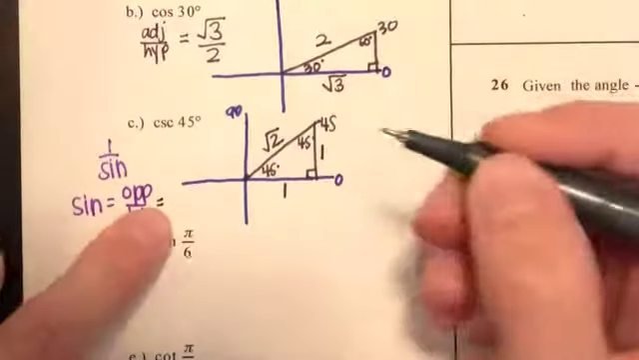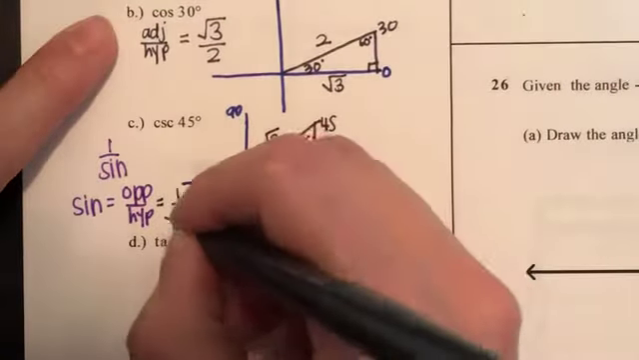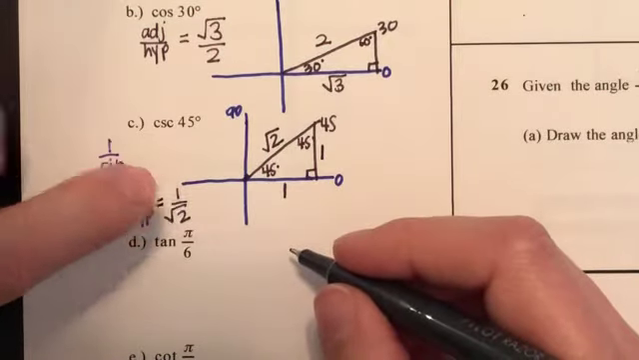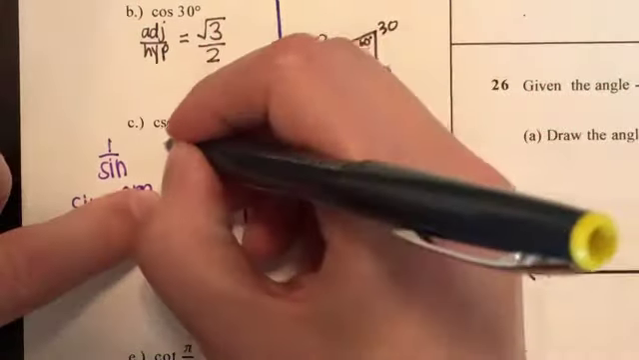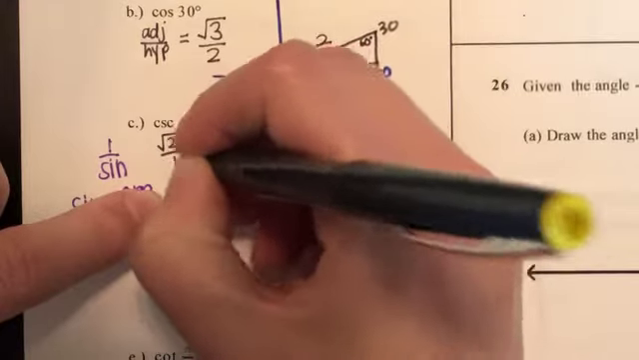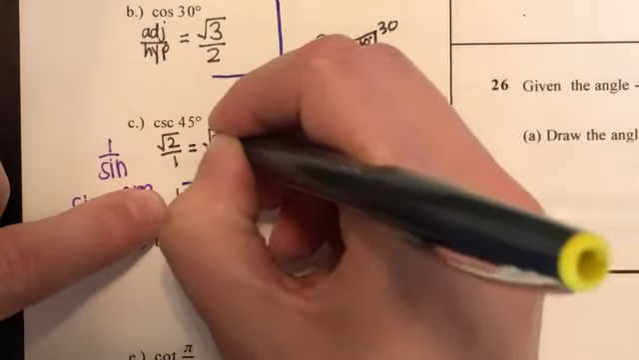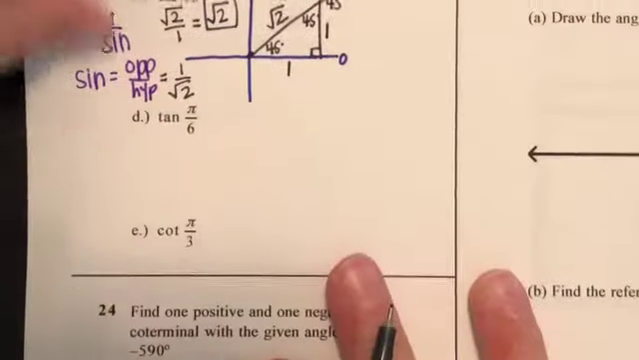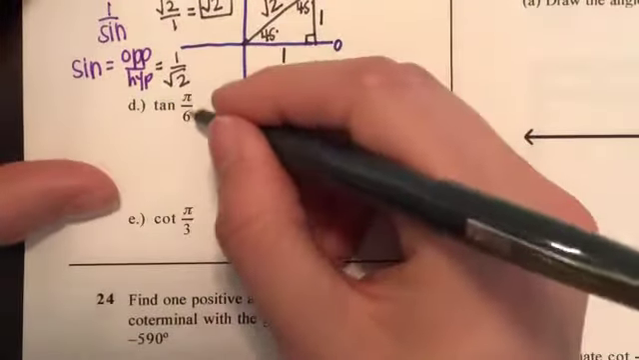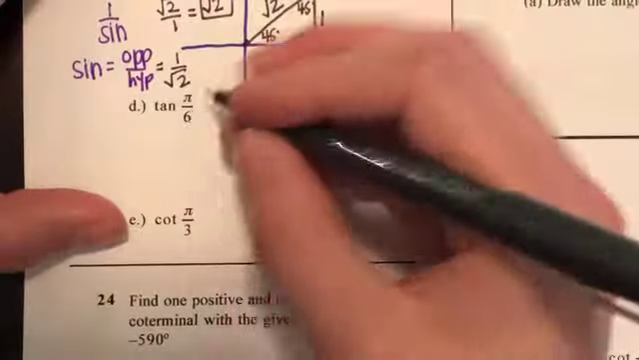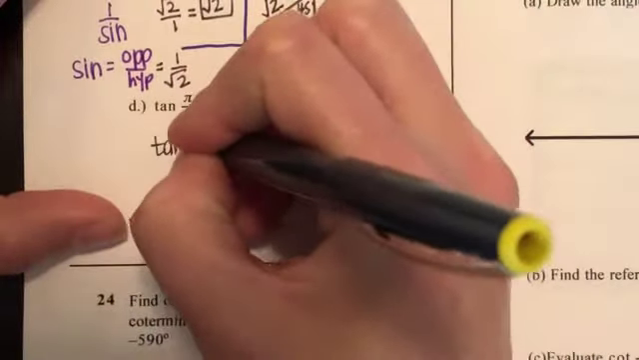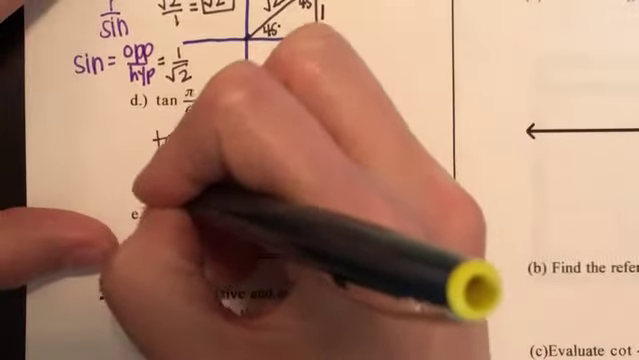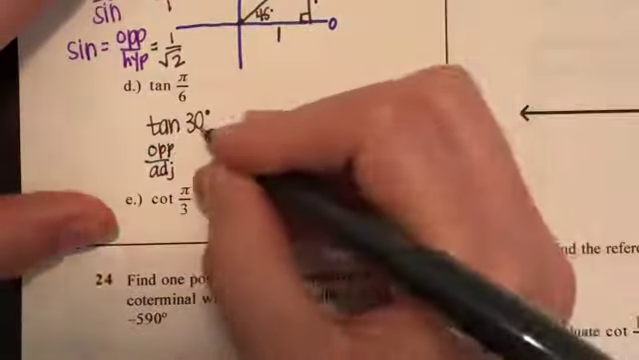So if I find sine, it's opposite over hypotenuse. So it'd be 1 over square root of 2. So cosecant is going to be the reciprocal. So it's going to be square root 2 over 1, which is square root 2. And then part D, tangent of pi over 6. We want to remember that pi over 6 is 30 degrees. So we're looking for opposite over adjacent to figure out tangent of 30 degrees.